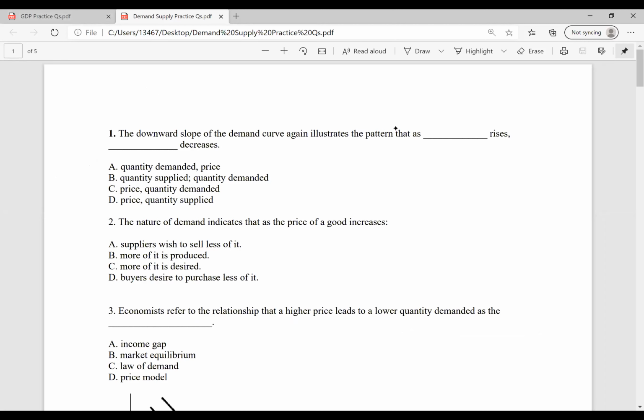First question: the downward slope of the demand curve illustrates the pattern that as what's going on here? What's the answer to this question?